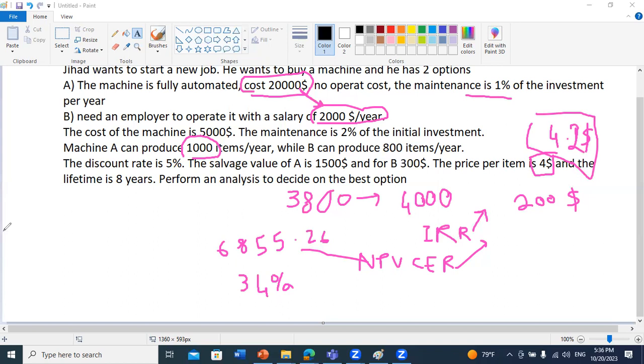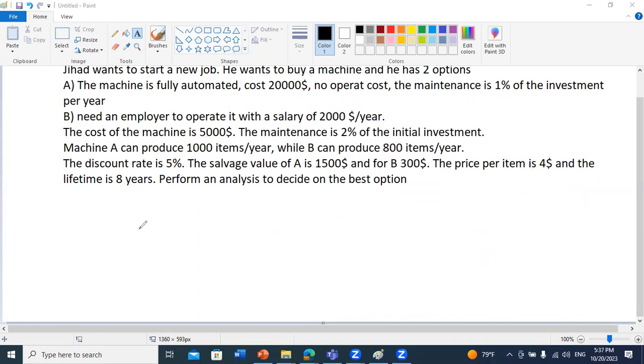Now, we will perform the same calculation for B in order to decide which option to take. We can expect here that the CER of B will be larger, especially because the lifetime is really short, since it's 8 years, and the cost is really high for machine A. We can predict that B will be better, but we cannot be sure unless we do the calculation. So here also we'll repeat the same for B.